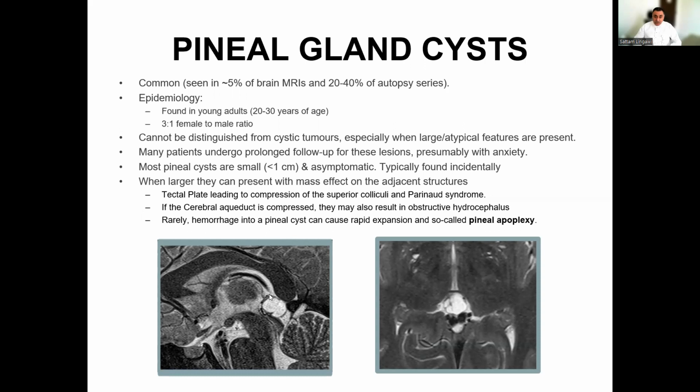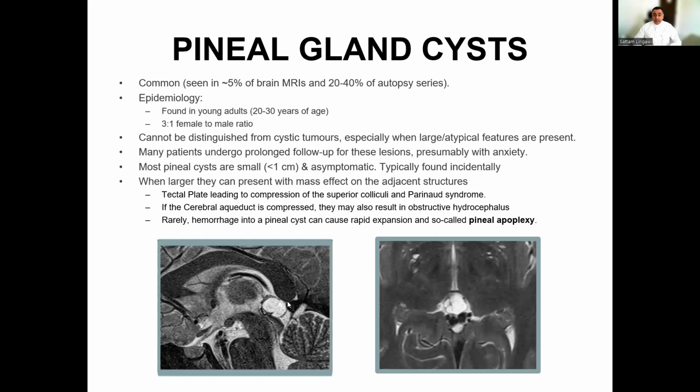When it gets larger, it compresses the adjacent structures and results in different types of symptomatology, depending on the compromised part of the brain. As it grows and expands, it may compress the superior aspect of the tectum and the superior colliculus, resulting in difficulty in upward gazing, the so-known Parinaud phenomenon.